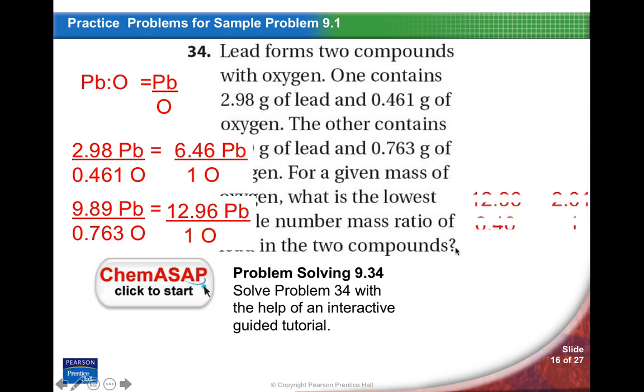So what we do next is we just go ahead and take the bigger number and divide it by the smaller number. You'll see it basically comes out 2 to 1, with a tiny bit, hundredths place, of error. That's easy to explain away with experimental procedures. So 2 to 1, it has twice as much. This is twice as much lead to oxygen in it.